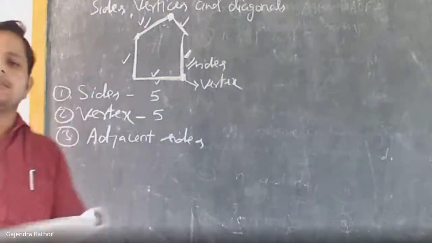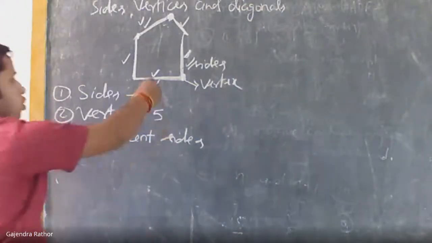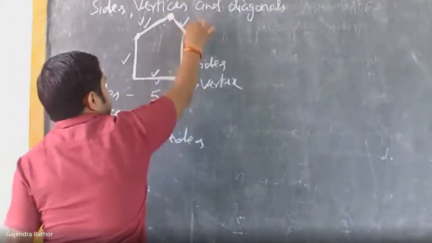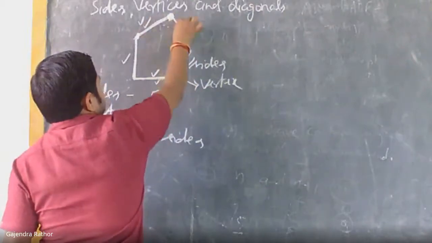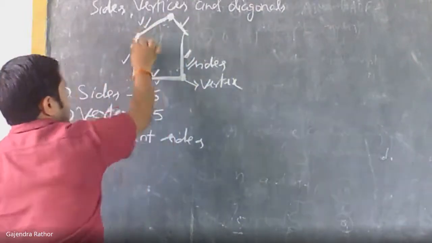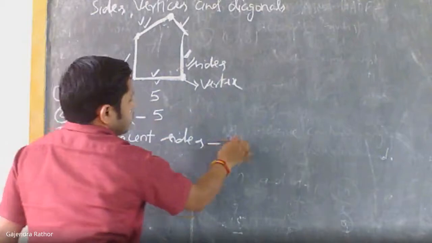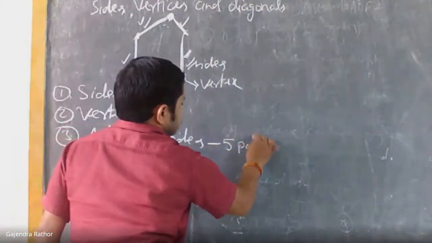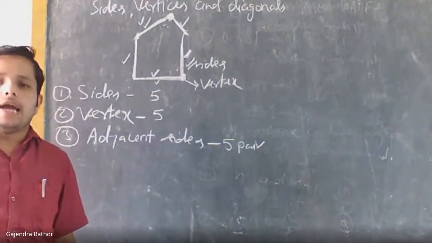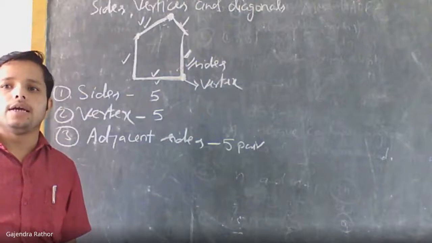How many pairs of sides? Correct answer, 5. This is one pair, this is the second pair, this is the third pair, this is the fourth pair, and this is the fifth pair. So there are 5 pairs of adjacent sides in this polygon.